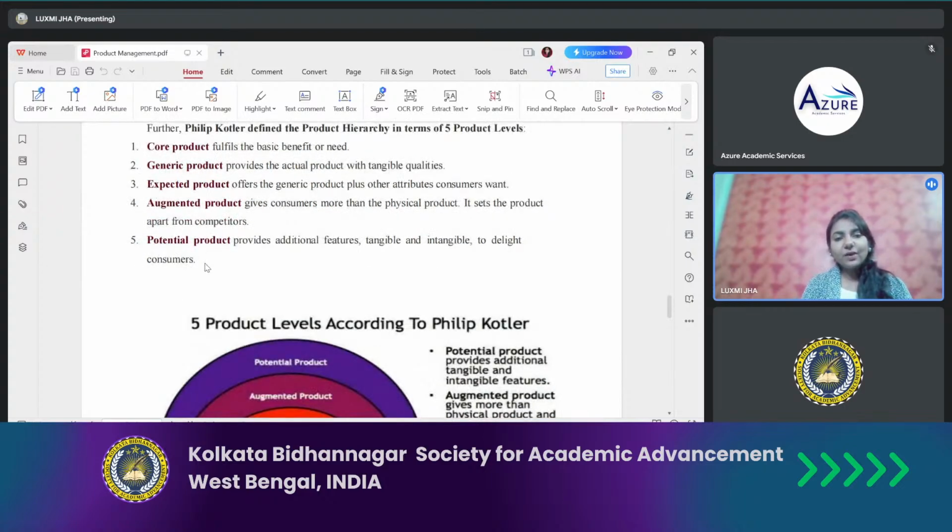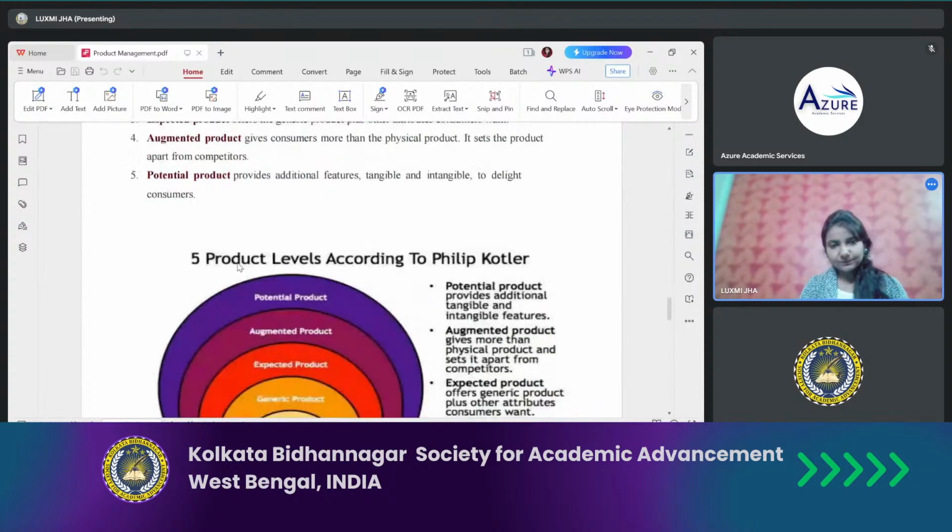Coming to the fifth one, potential product, which talks about the additional features, tangible or intangible, which enhance the product quality, product visibility, and product sellability. And this delights the consumer as well.